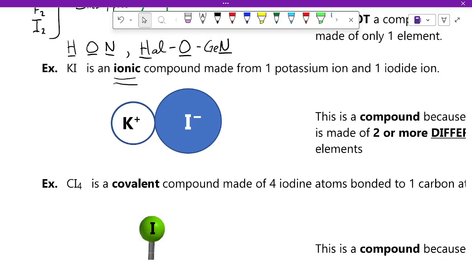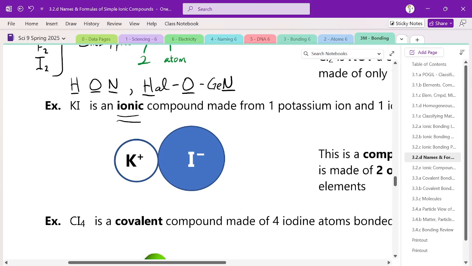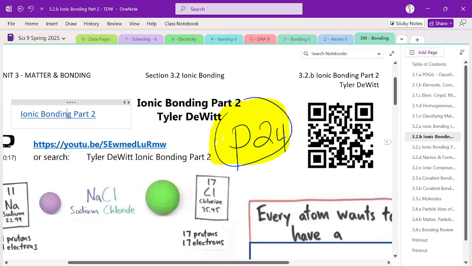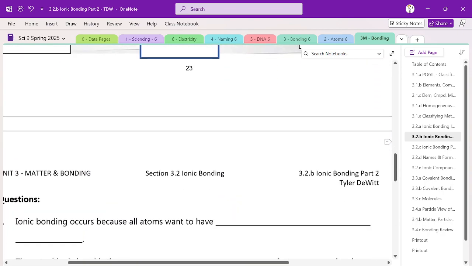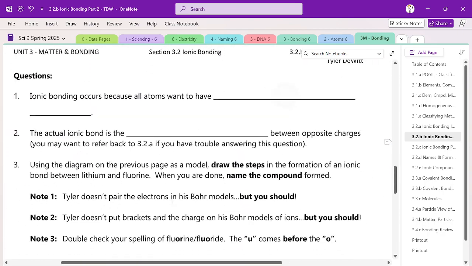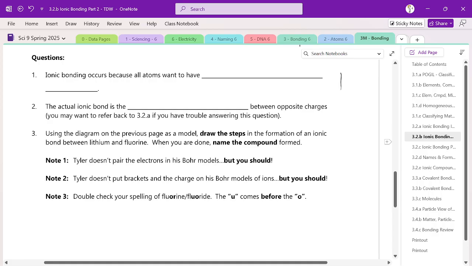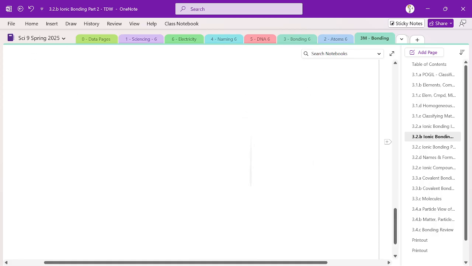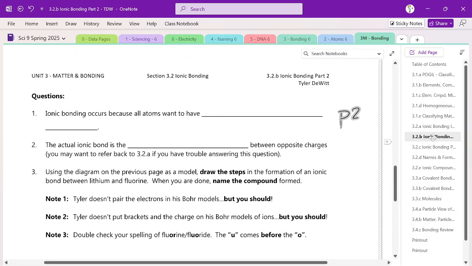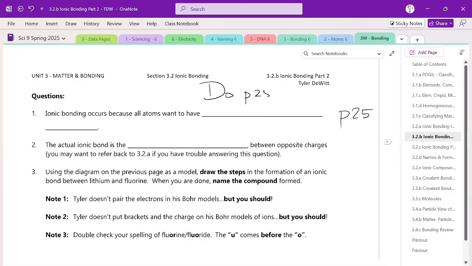Okay, you know what? We're done. We're going to go to page 25, and you're going to do page 25. And we'll pick up that other stuff next day, because you guys have been very, very good. You've listened lots.